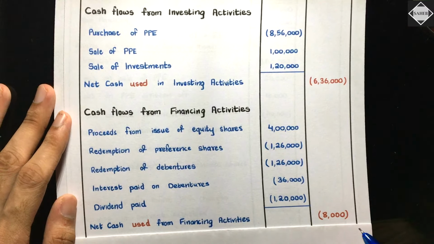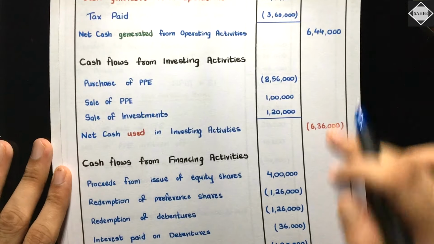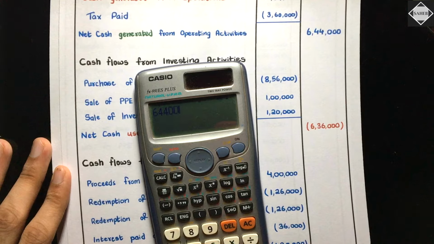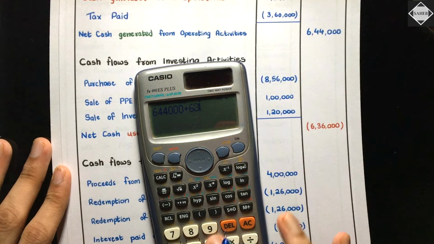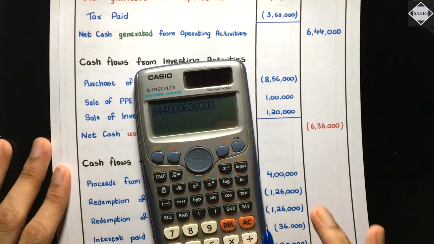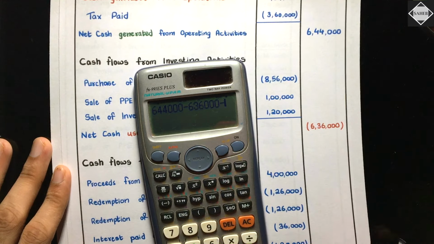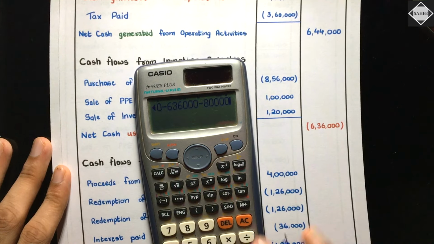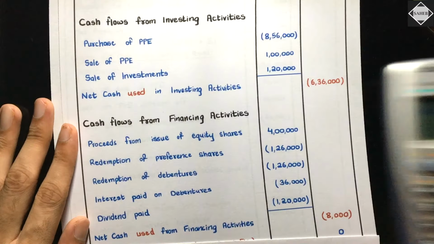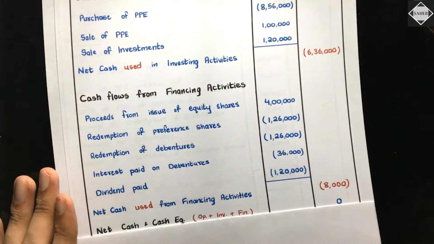All right. Now what do we do? When we have all the three net cash flows, we just make a sum. 6,44,000 plus 6,36,000. Sorry, it's minus, no? Minus 6,36,000 minus 8,000. That is equal to 0. Can you see? That is equal to 0. So that's our answer and it's correct.